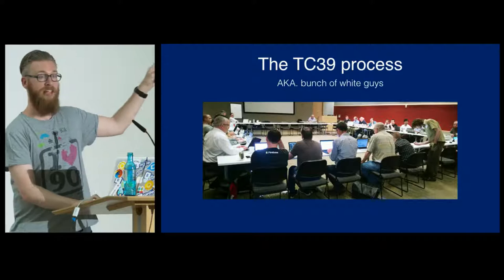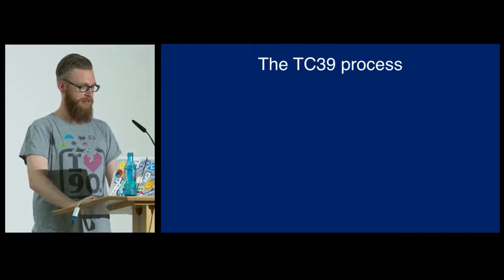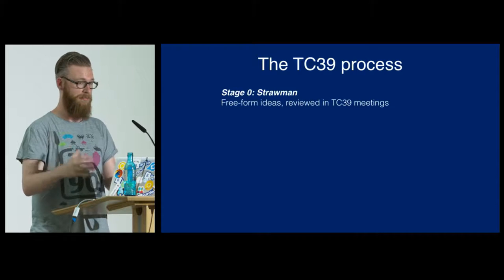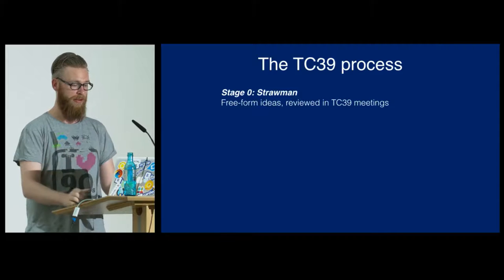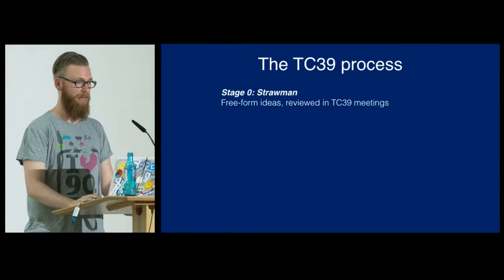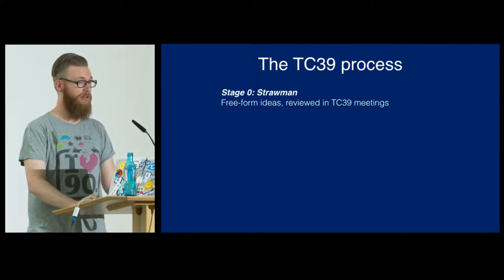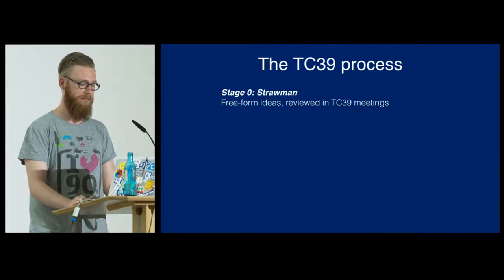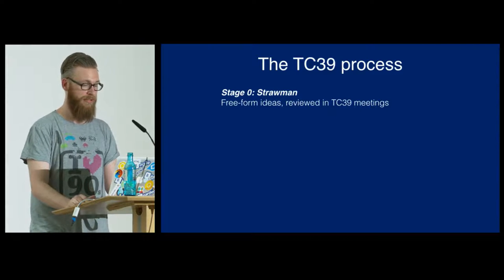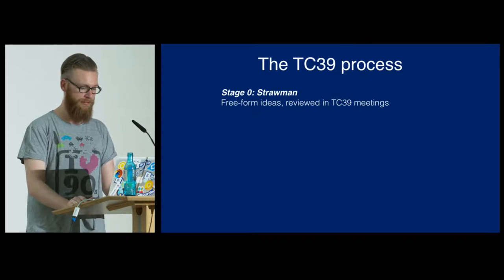And this guy, actually, this time I actually mean guys. But what do they do? Well, they have a process which has 5 stages to talk about specifications and to make them happen. The first stage is strawman, and strawman is all kinds of freeform ideas that people have submitted and talked about in the meetings and thought that it was reasonably okay to publish this online.